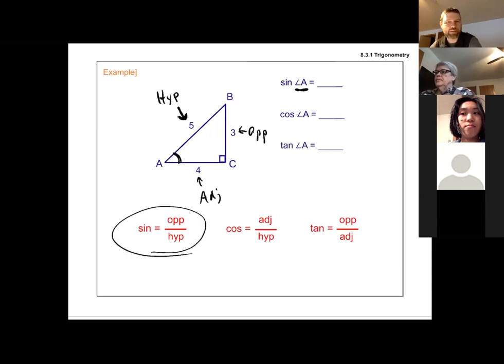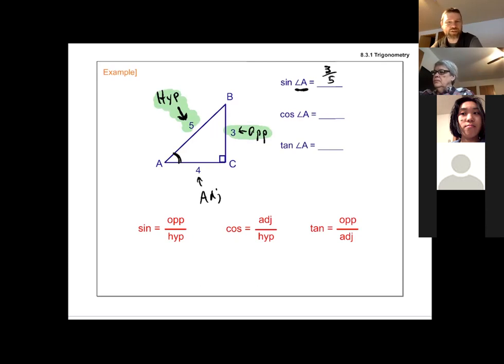Sine is opposite over hypotenuse. Well, the opposite side is 3. The hypotenuse is 5. So opposite over hypotenuse would be 3 over 5. 3/5. Exactly right.